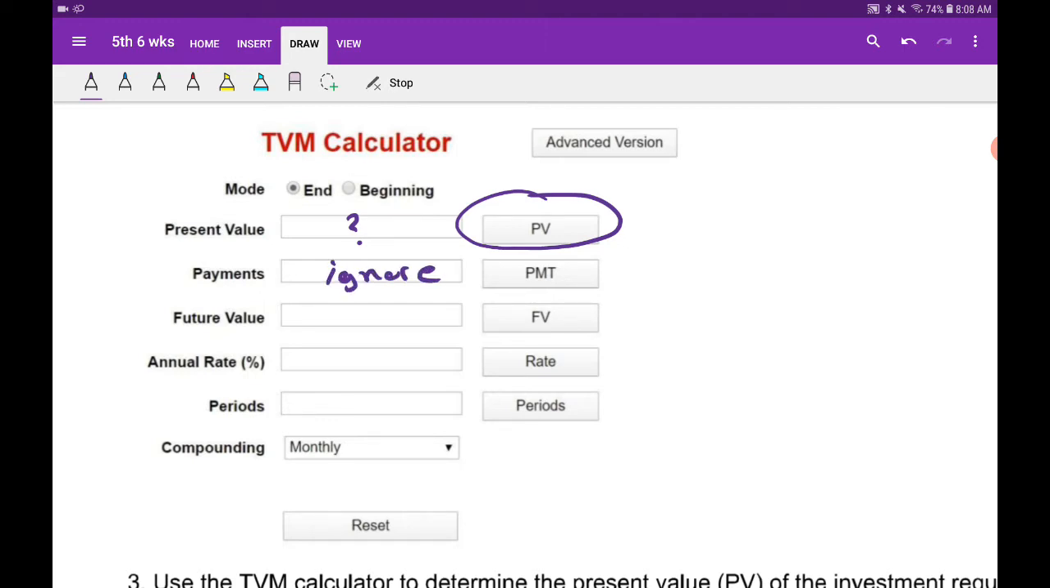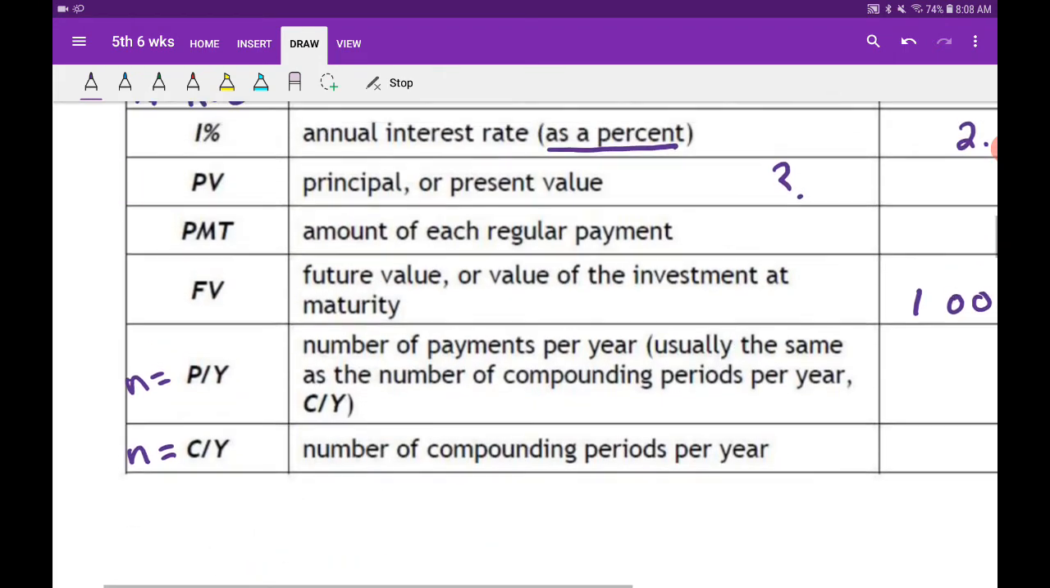All right, so we're not going to do that one. All right, future value, of course, we want $1 million. This is what we're going to type in there. Okay, interest rate, we'll put that in as 2.73%, I believe it was. Let's double check. Yes.